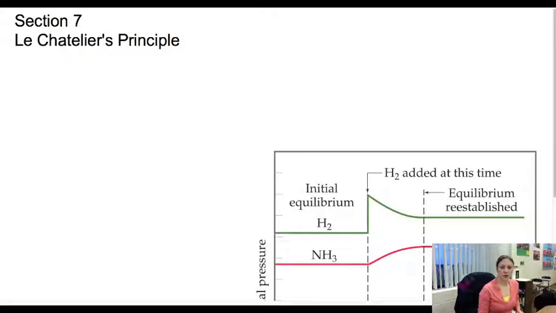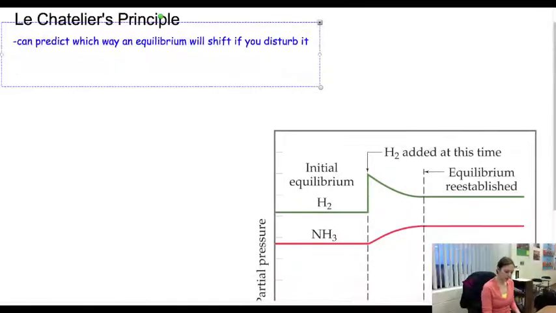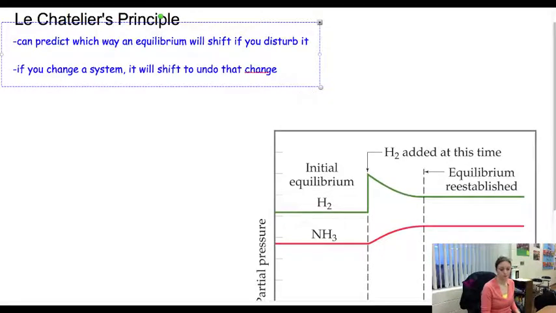All right, the last part of the chapter here is in 15.7. We're going to talk about Le Chatelier's principle, and this is actually a really easy principle, so hopefully this section shouldn't be too bad. What it is, is that you can predict which way an equilibrium will shift if you disturb it. All right, if you change the system, it will shift to undo that change.